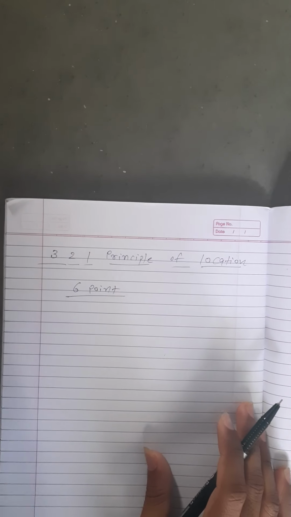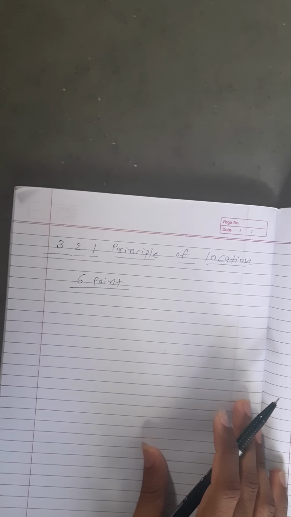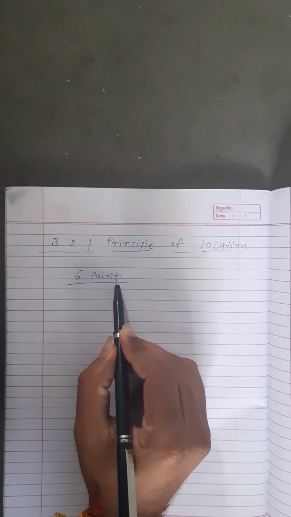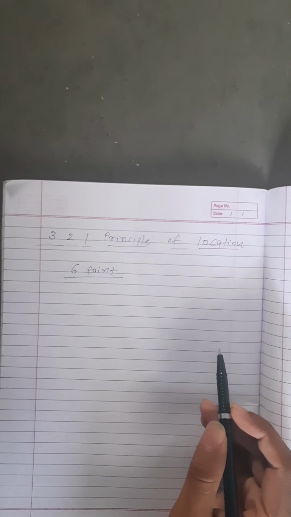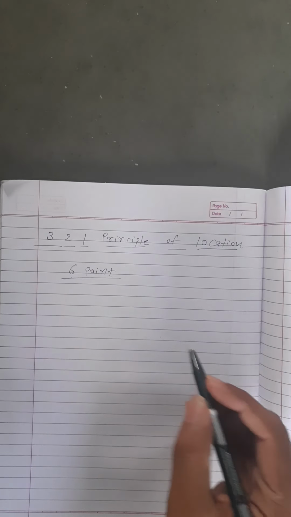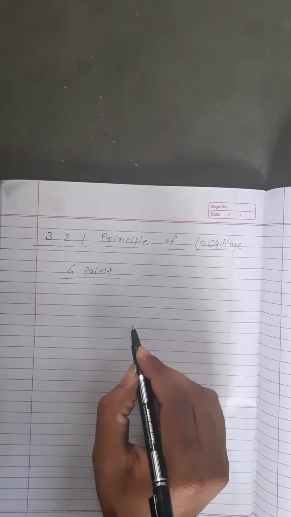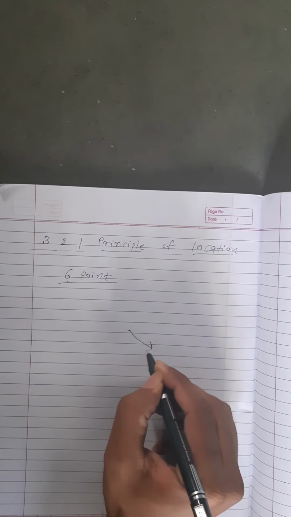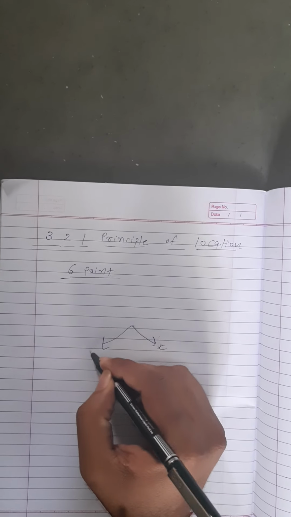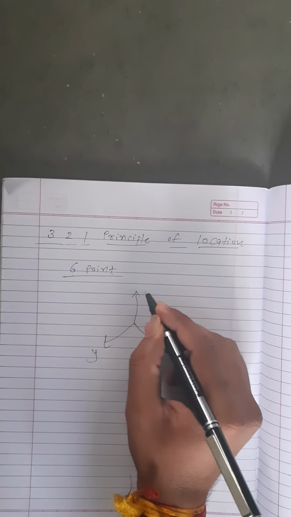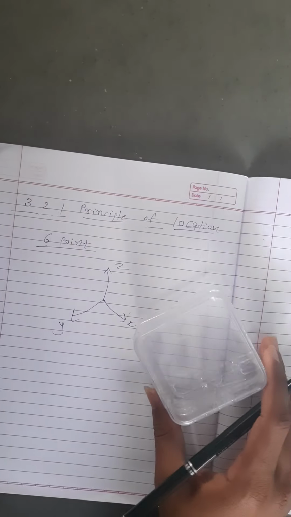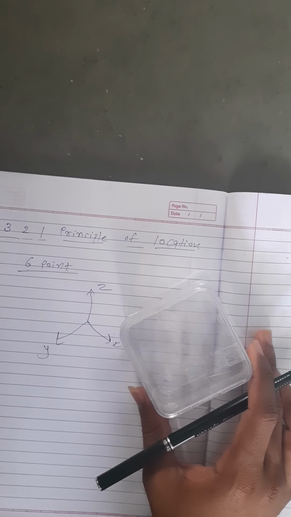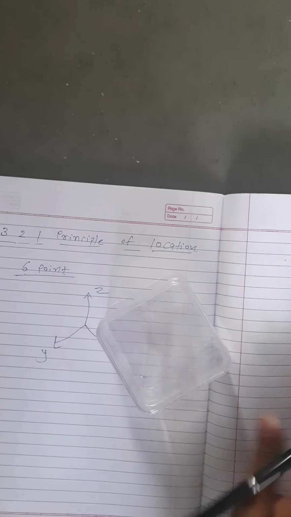Today we are going to discuss the 3-2-1 principle of location. It is also known as the 6 points principle of location. It is used to locate the workpiece on a work table. So basically this is the x-axis, this is the y-axis, and this is the z-axis. Suppose this is a workpiece which we want to machine.